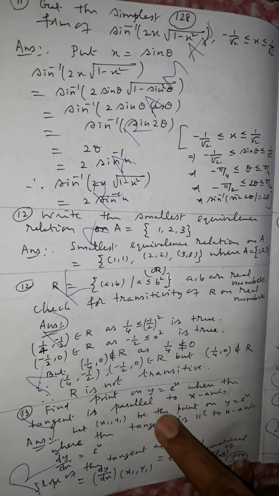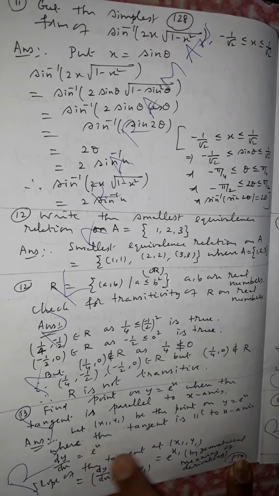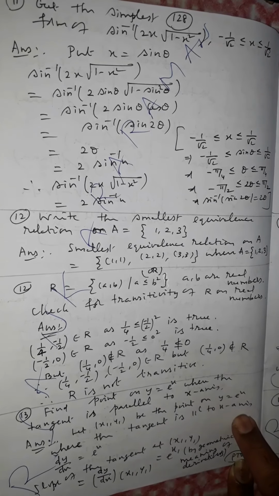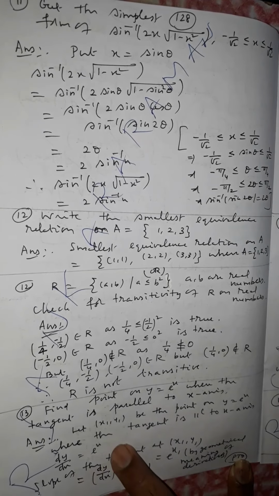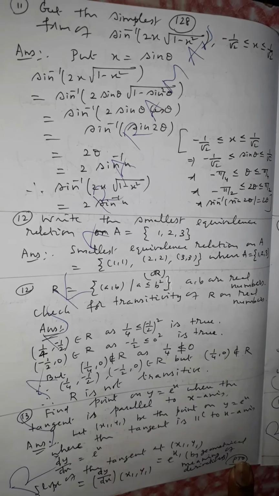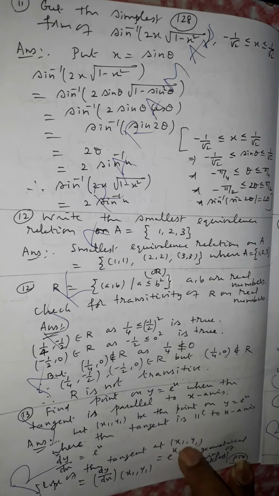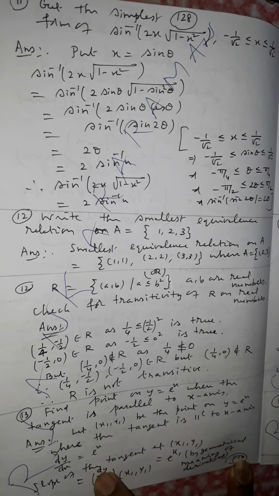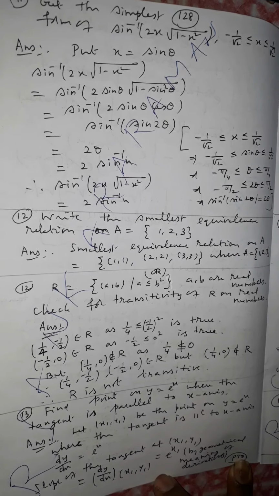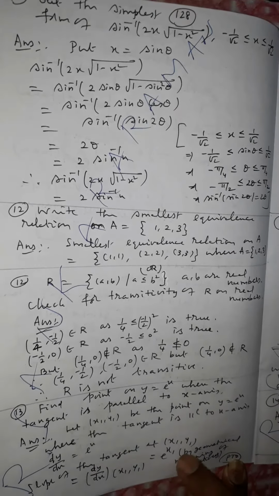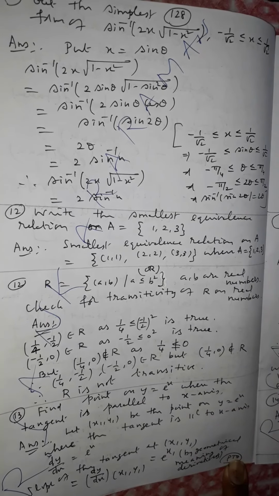Let me explain this part again. Let (x1, y1) be the point on y is equal to e power x where the tangent is parallel to the x-axis. Now dy by dx is e power x. Therefore, the slope of the tangent at (x1, y1) is equal to dy by dx at (x1, y1), which is equal to e power x1, by the geometrical meaning of derivatives. Now, it is continued here.